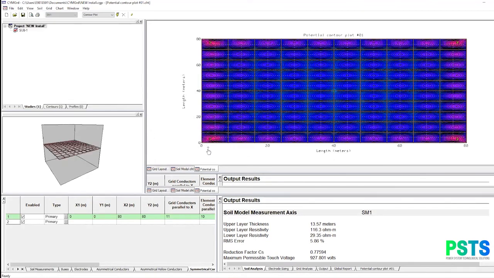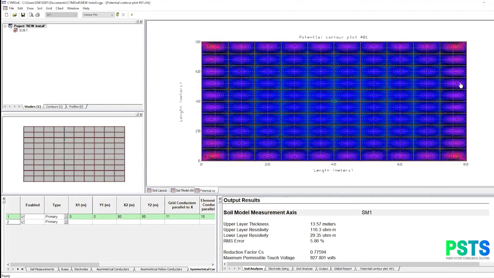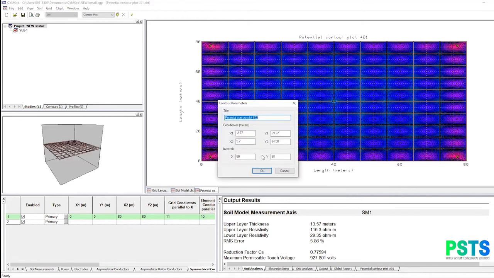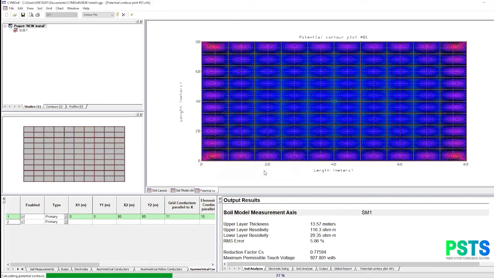Okay, you only have danger zones here on the corner, and everything else is safe. Here it's marginal, I mean, it's 890. It's still okay. But let's zoom in here. You can do something like this: zoom on this area and check it very closely.